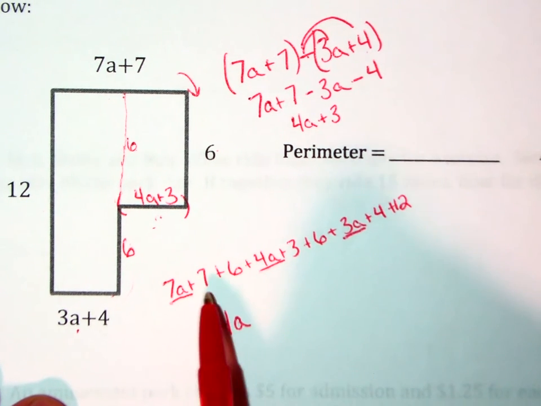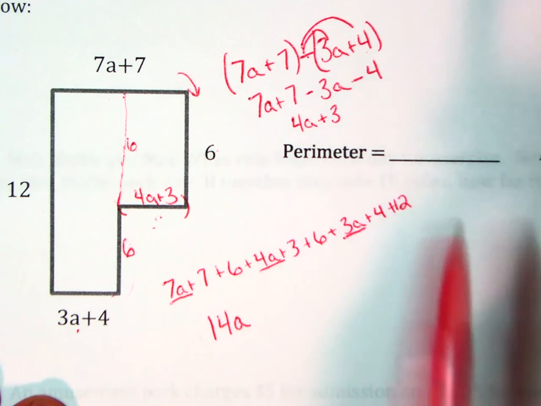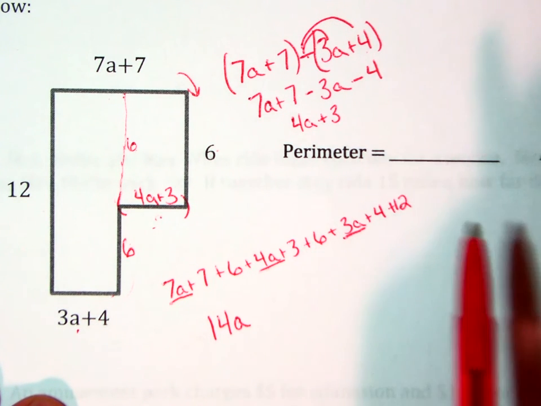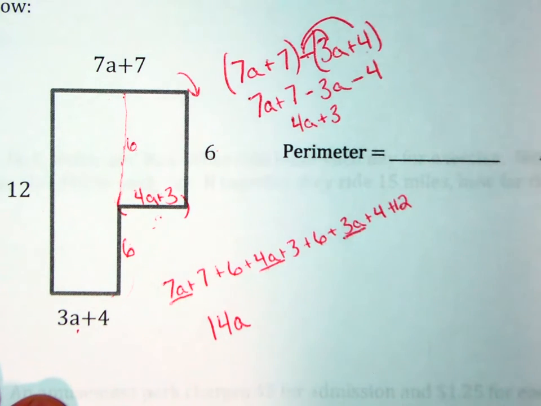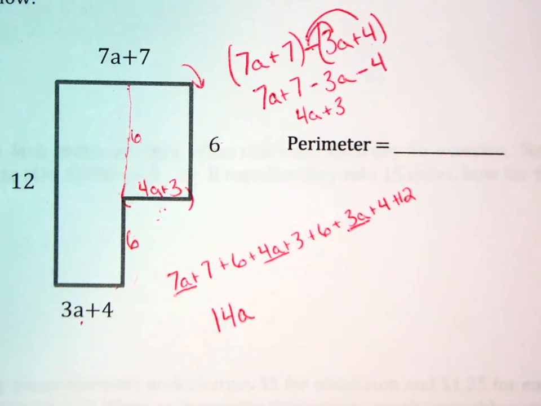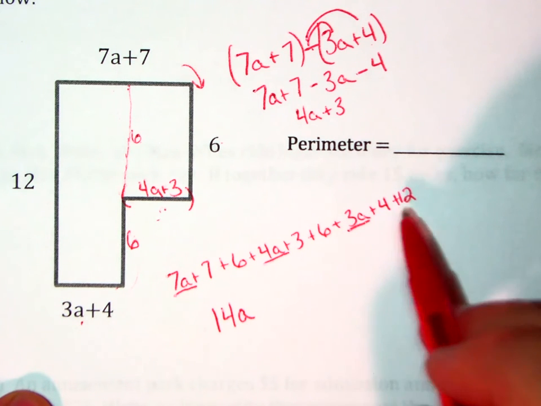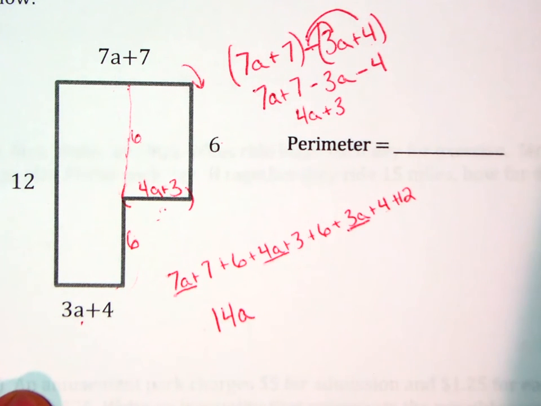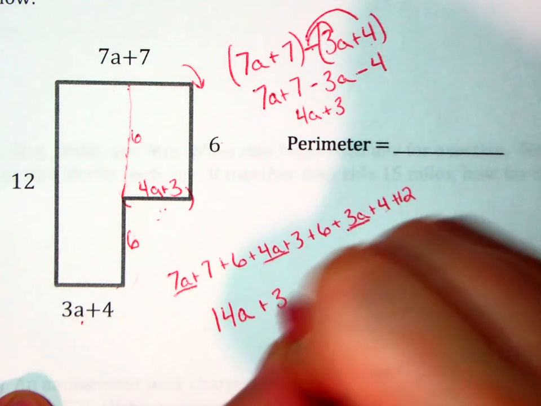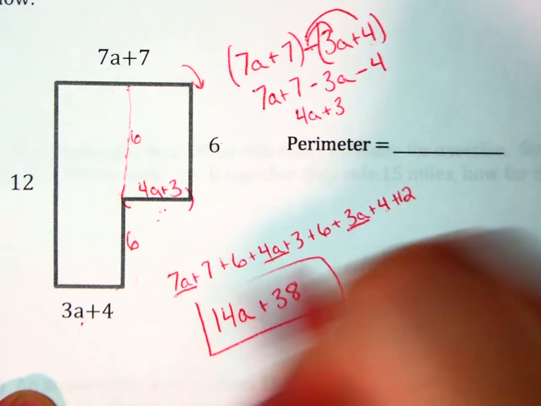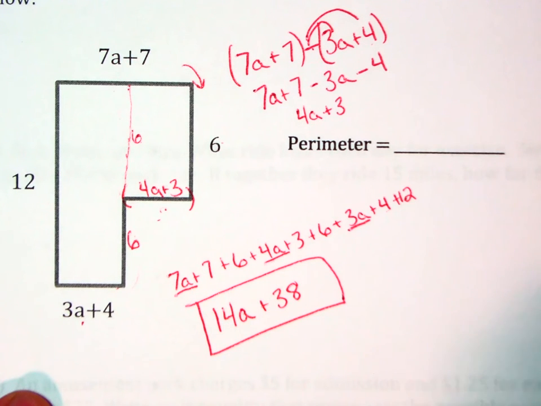Now I can combine my constants. 7 plus 6 is 13, plus 3 is 16, plus 6 is 22. Plus 4 is 26. Plus 12 would be 38. So the perimeter of this figure would be 14a plus 38.